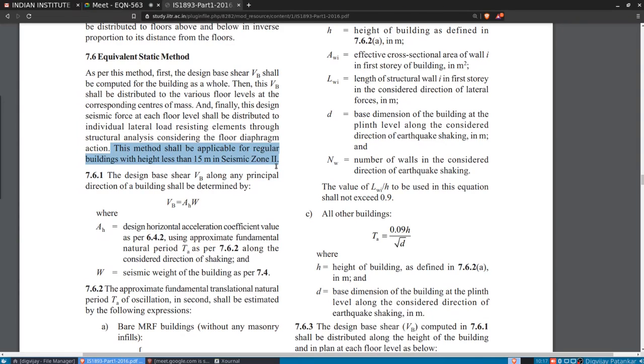Anyway, this equivalent static method is applicable only for zone 2, and that too only when the building height is less than 15 meter. So what this tells me, building height less than 15 meters, does it mean it is going towards higher frequency or lower frequency?